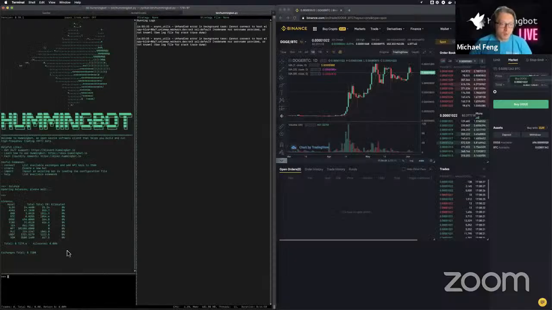Okay, so I have a fresh installation of Hummingbot on the left-hand side of my monitor, and I have a Binance test account on the right-hand side. All I've done with the Hummingbot instance is install it, and add this Binance account's API key, which just has some random tokens in it from various currencies. Before the presentation, I went and purchased some Doge for the first time.